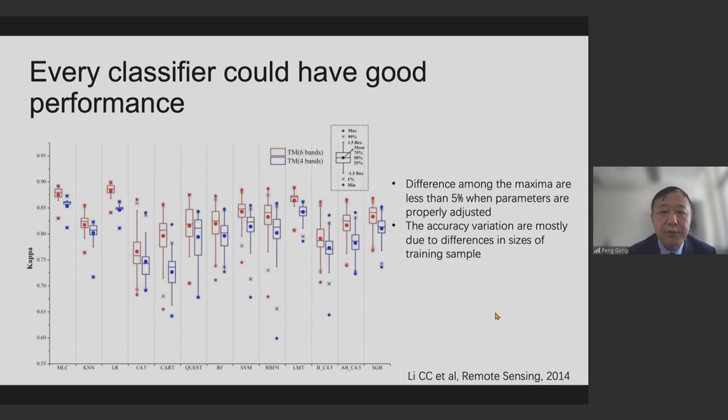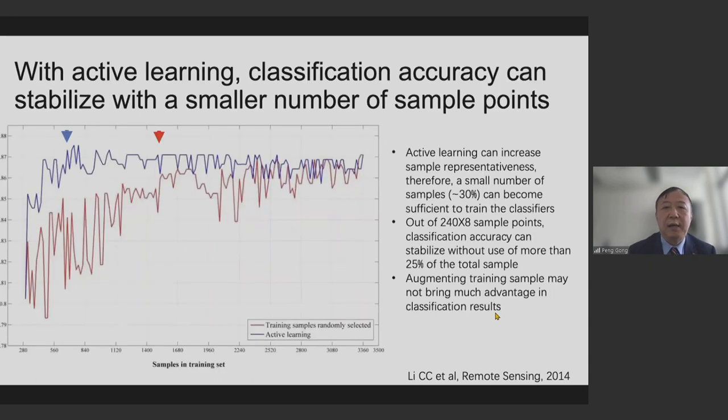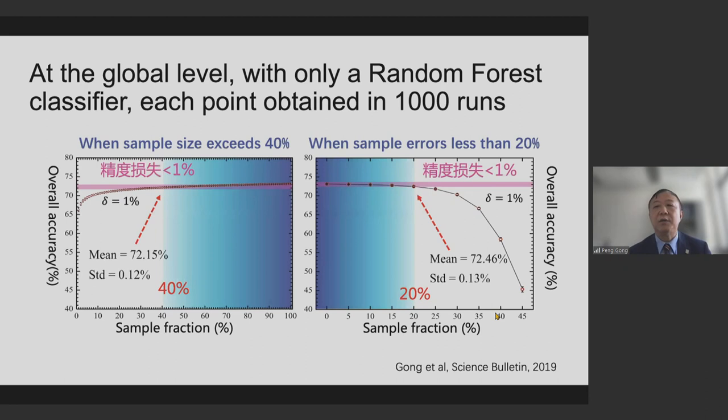This basically shows that the classifiers' performance differences are actually smaller, about 5% difference when we use them. So this gives us a lot of interest to look into the samples. Having a full set of 240 samples, or can we use a small subset and still achieve relatively good accuracy? So we did something: when we reduce the sample size, the classification accuracy could still be relatively high. That is basically what motivated us to do global land cover mapping and also try this.